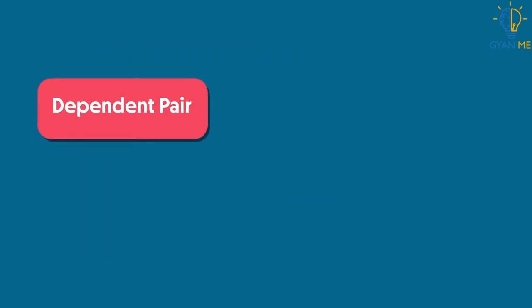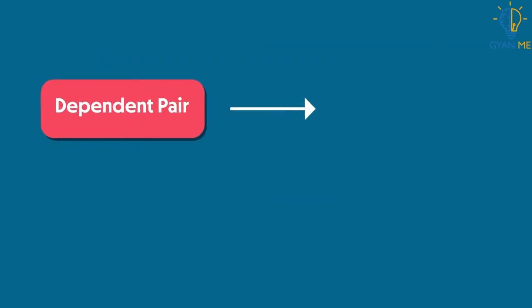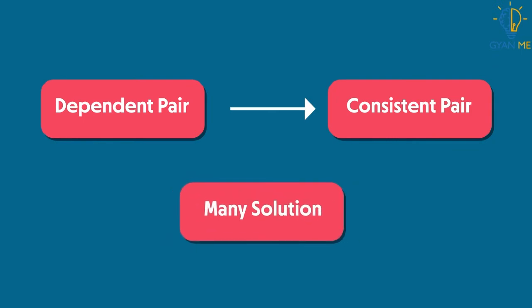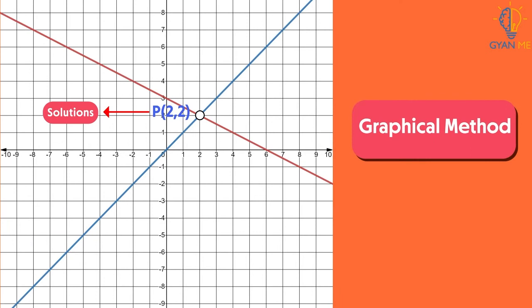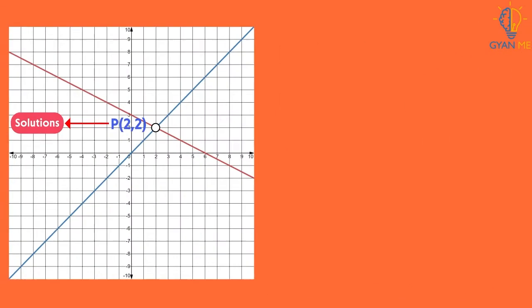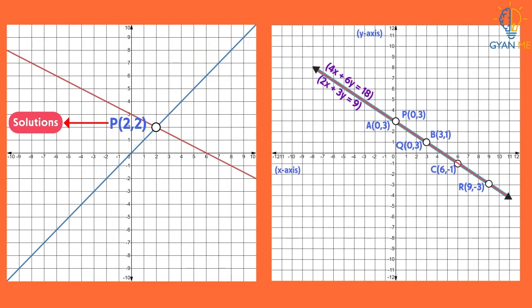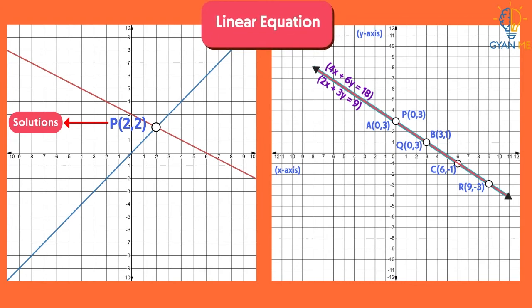Note that a dependent pair of linear equations is always consistent as they have solutions, just that they have many solutions instead of one unique solution. Thus students, we know that the solution to a pair of linear equations in two variables can be found out using the graphical method. In this method, the coordinates of points where one line intersects the other or lines coincide with each other are solutions for the given pair of linear equations.